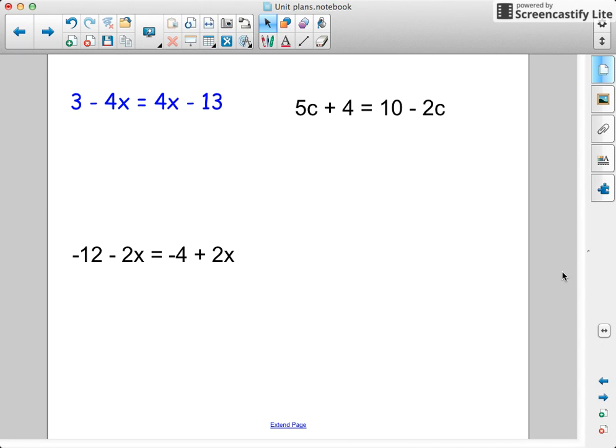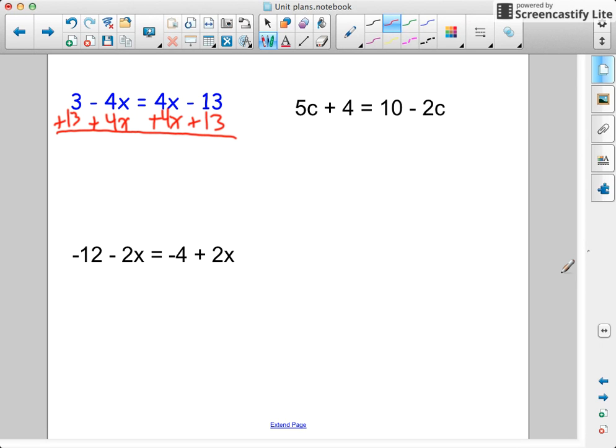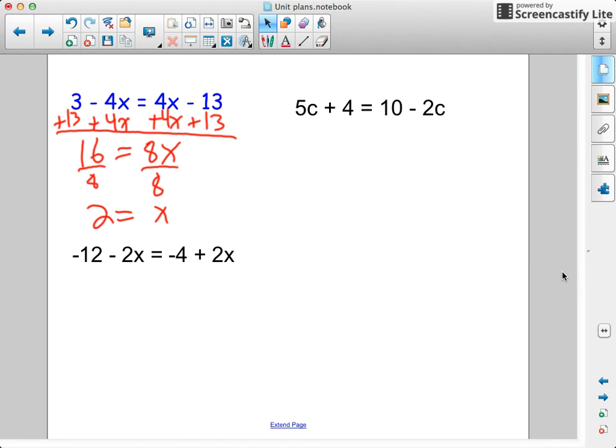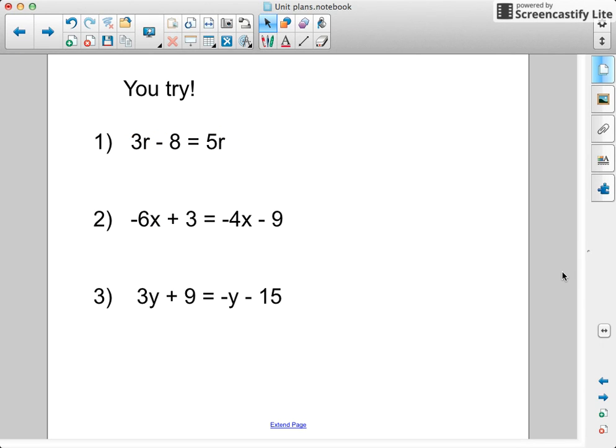Okay, let's do a couple more. So I'm going to add 4x to both sides here. And I'm going to plus 13 to both sides as well. So what I would get is 16 equals 8x. Divided by 8, x equals 2. Okay, so there's a couple more examples you can try here if you want. I want you to try these ones for sure though, so you can pause the video and try these. I will go over the solution in a minute.